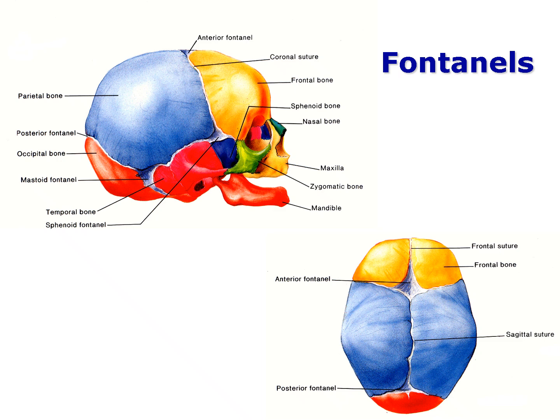Fontanelles make the skull more pliable and allow for rapid growth of the brain during infancy. There are 4 fontanelles. The anterior or frontal fontanelle is between the frontal and parietal bones. The posterior or occipital fontanelle is located between the parietal and occipital bones. The anterolateral or sphenoid fontanelle is outlined by the frontal, parietal, temporal, and sphenoid bones, and the posterolateral or mastoid fontanelle is between the parietal, occipital, and temporal bones.